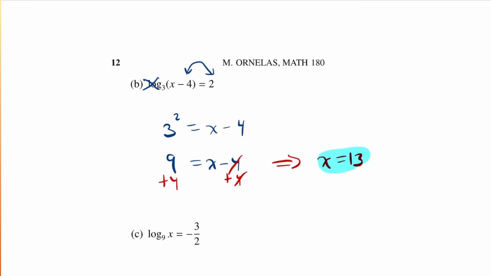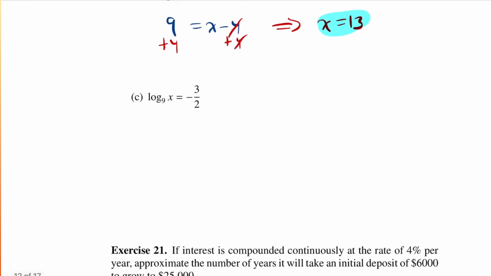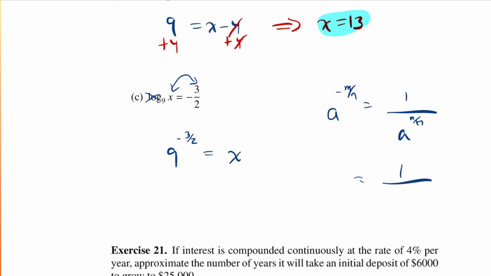Same thing goes for this one. You would apply the definition to rewrite this as an exponential equation: base 9 to the negative 3 halves is equal to x. If you recall, we have this formula that we can use: 1 over a to the m over n. Remember, m over n means that you're taking the nth root and then raising it to the m power. So the n is your root or the index, and the m is the exponent on the outside.